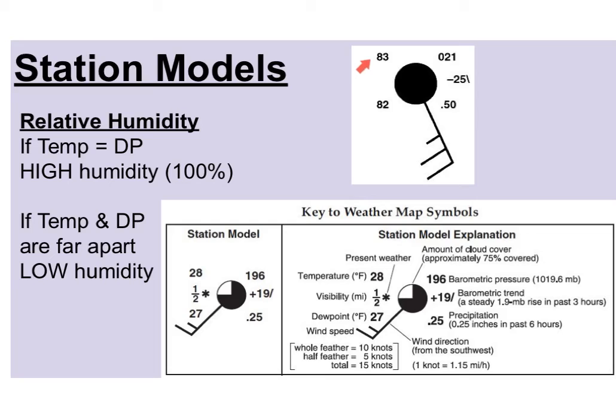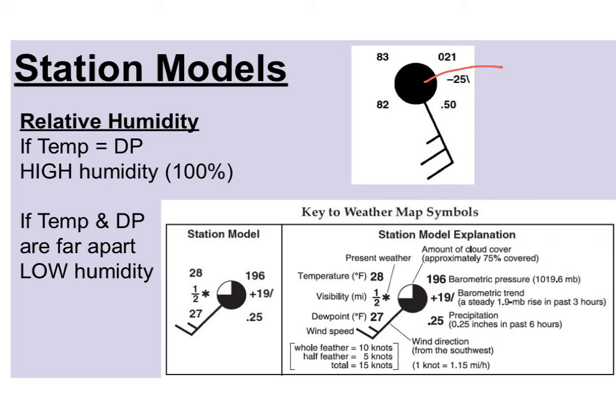If they're really close together, like these two, 83 and 82, then the humidity is probably like 98 or 99%. Same thing down here, 28 and 27. The humidity is probably pretty high, like above 90% is what I would guess for anything that's only a degree apart, okay? If the temperature and the dew point are really far apart, then that probably means you have a low humidity, okay?